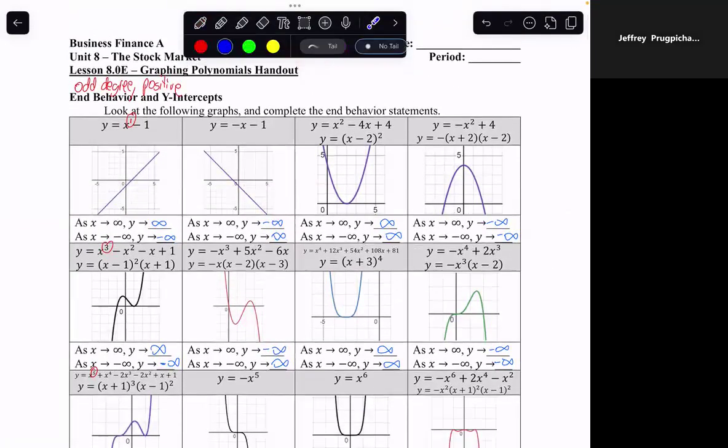Okay, so it seems like all odd degree polynomials that are positive point to the bottom left corner and the top right corner. Okay, so let's see if we can do a similar pattern for the next column. All right, so these all point to the top left and bottom right corners.